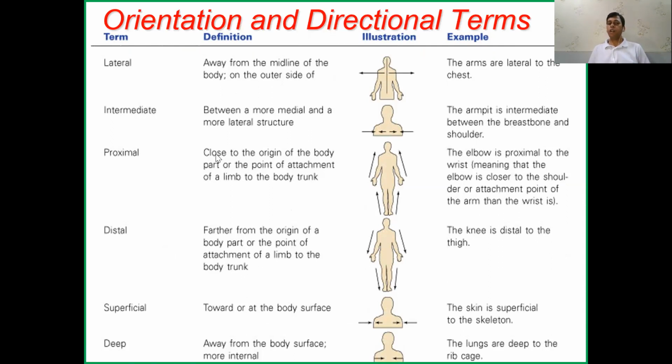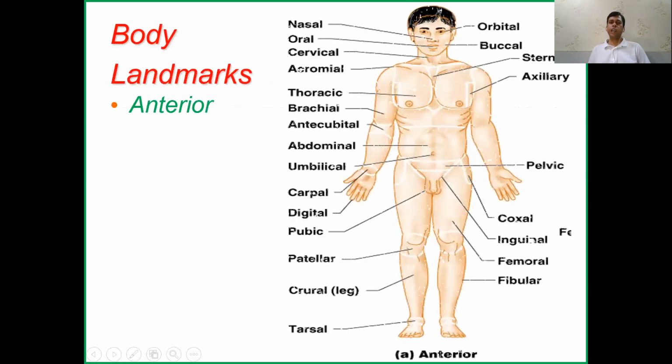Then proximal, close to the origin of the body, towards the body. Distal, away from the body. Then superficial, towards the body surface. Deep, inside the body, away from the body surface, more internal. So this kind of words you will see, and we should know them.